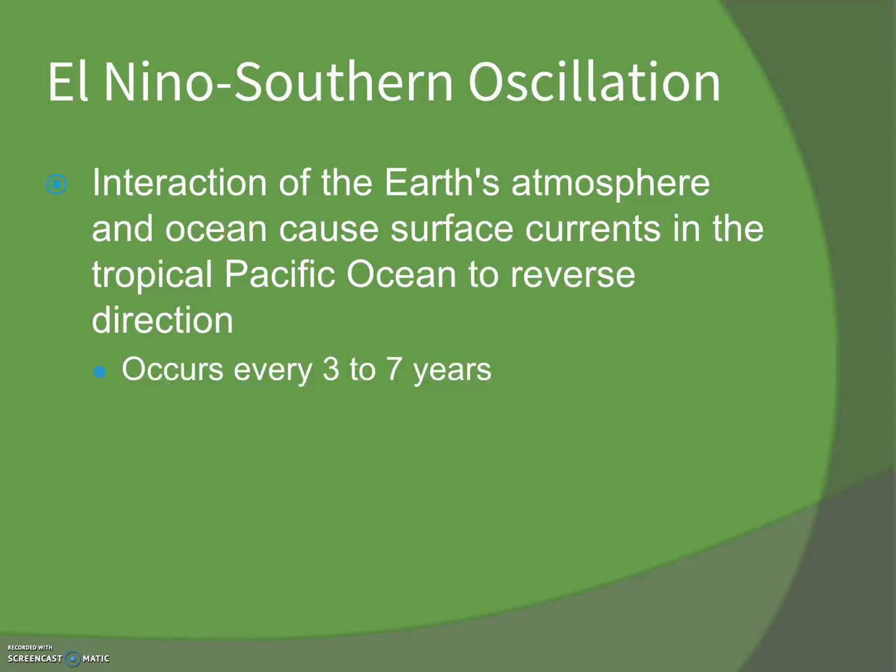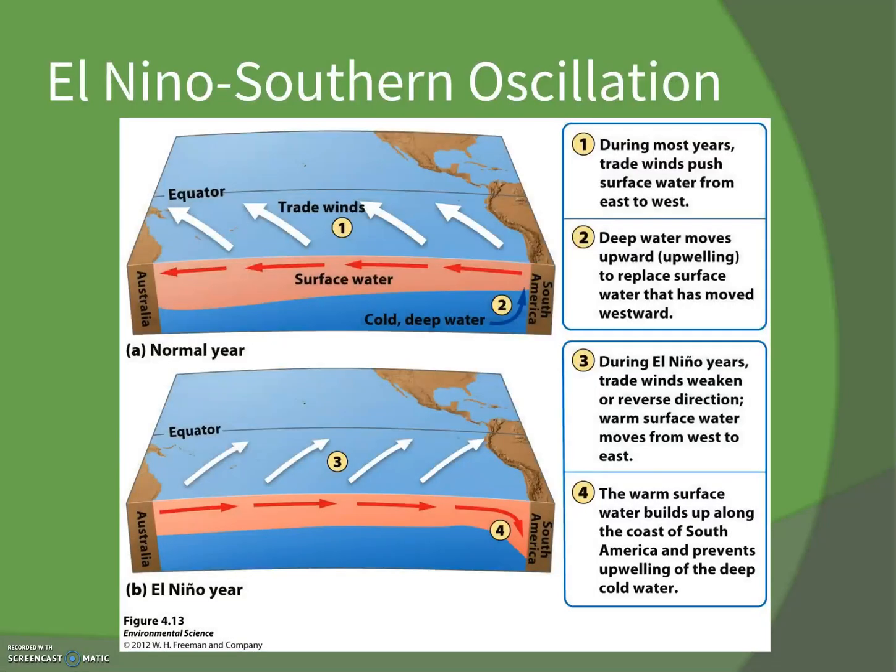El Nino and the Southern Oscillation is the interaction of the Earth's atmosphere and the ocean, which causes surface currents in the tropical Pacific Ocean to reverse direction. This is about every 3 to 7 years, but like we talked about in class, it's not an exact science, and sometimes we don't know that it's happened until after the fact. During most years, these trade winds, remember we talked about they're all pushing this direction, push and keep this warm water over here, and this cold, deep water upwells along the coast of South America.